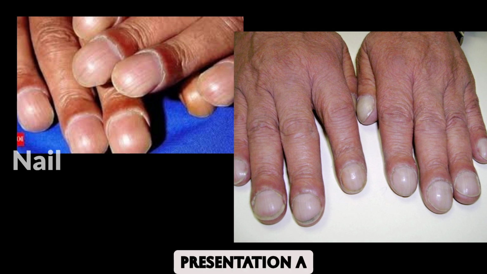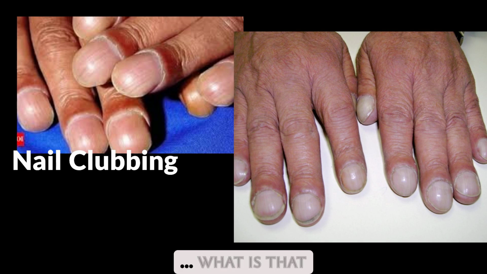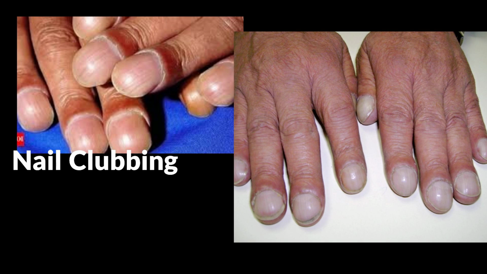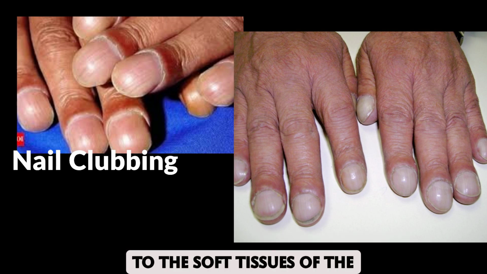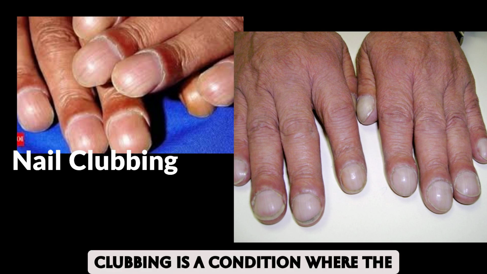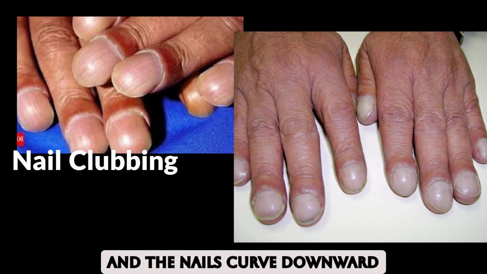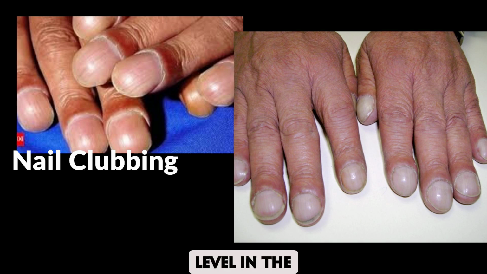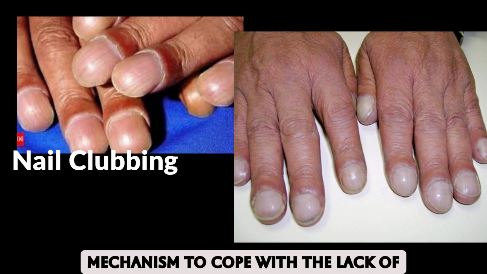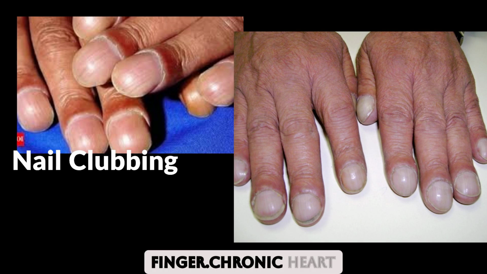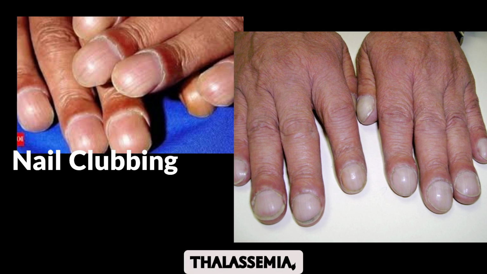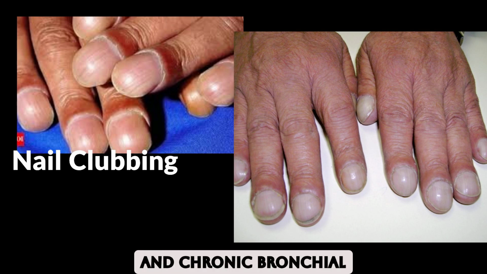Next clinical presentation of a heart problem is nail clubbing. What is nail clubbing? It is interruption of oxygen supply to the soft tissues of the finger. Nail clubbing is a condition where the fingers become enlarged and the nails curve downward because of chronically low oxygen levels in the body, as a mechanism to cope with the lack of oxygen supply to the finger. Chronic heart conditions that reduce oxygen for a long time stimulate connective tissue growth around the nail bed. Clubbing is seen in conditions such as CCF, congenital heart disease, thalassemia, COPD, chronic PTB, and chronic bronchial asthma.